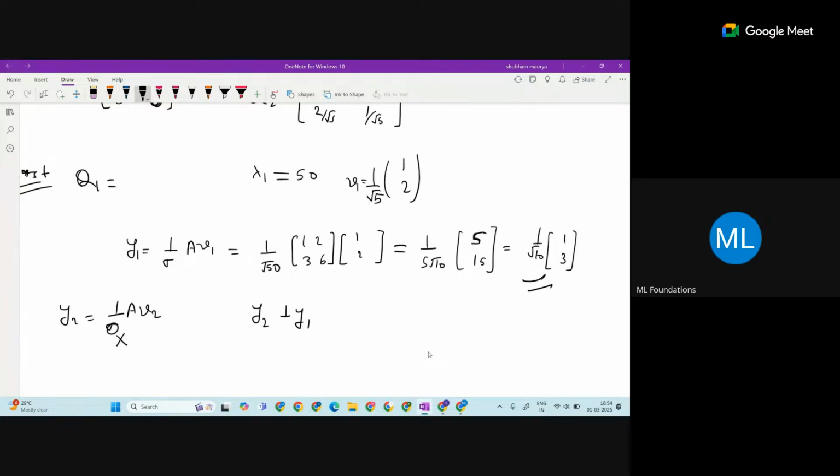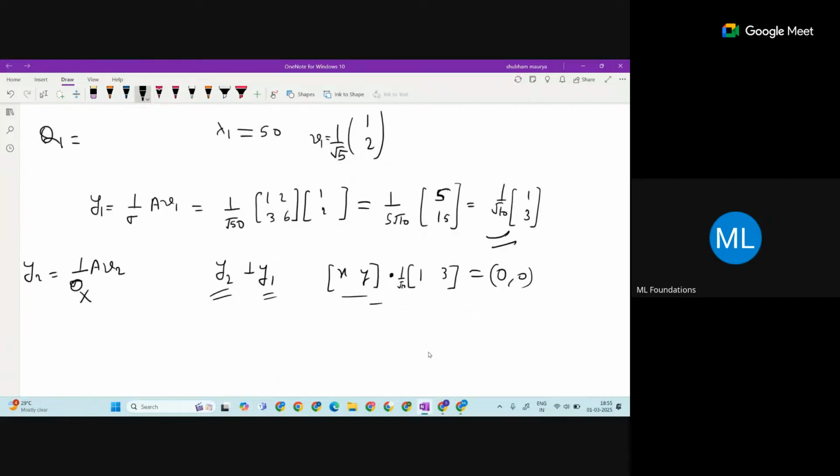This is our y1 we have found, and now we want to find y2. So we have to choose one which is perpendicular to y1. How can we choose? Let's assume this is our y2. Perpendicular means if you do the dot product with this y1, which is 1 upon root 10 and 1, 3, then we'll get 0, the zero vector.